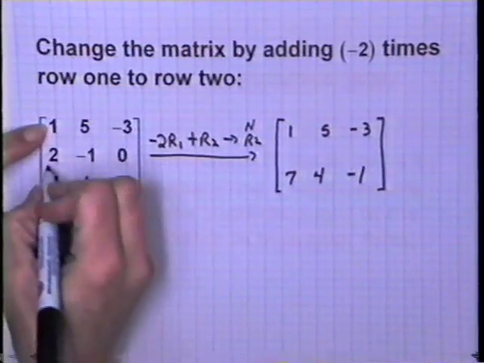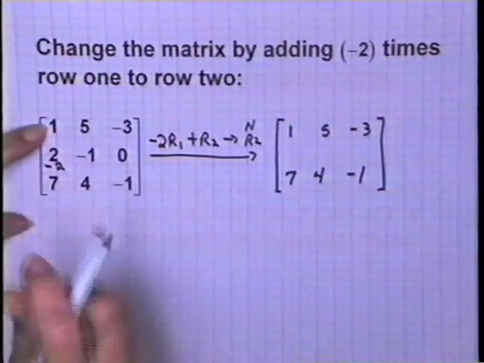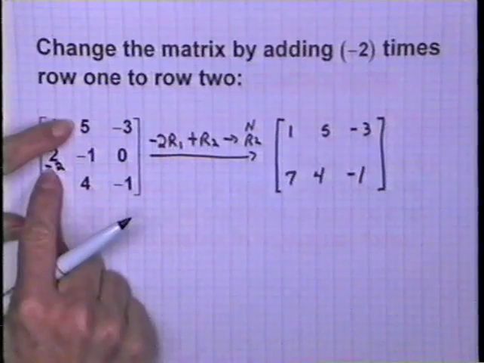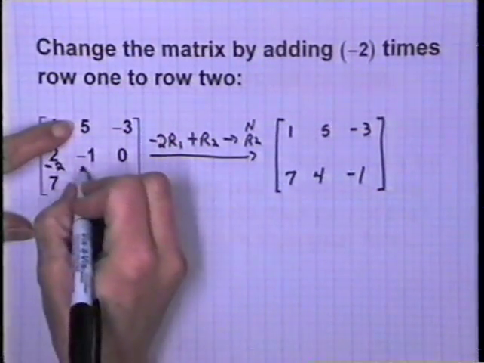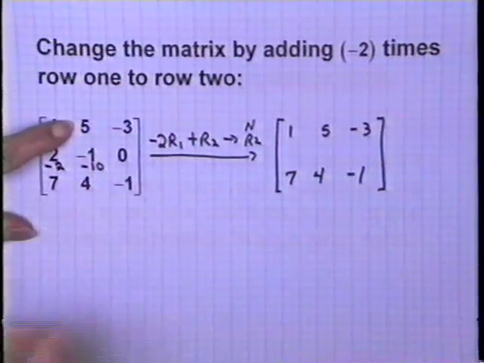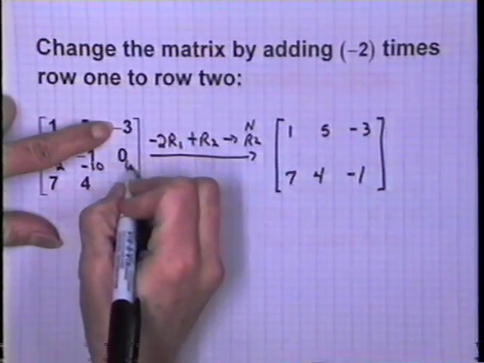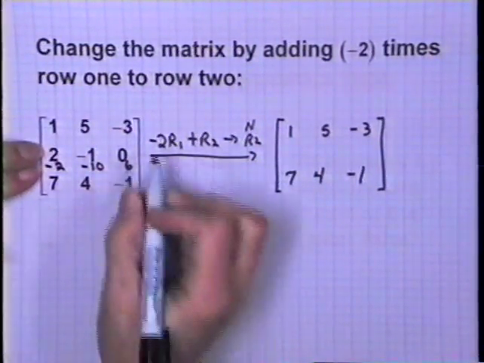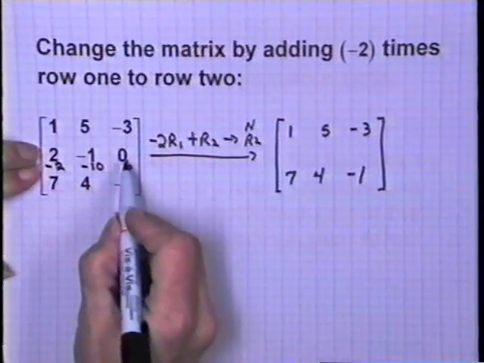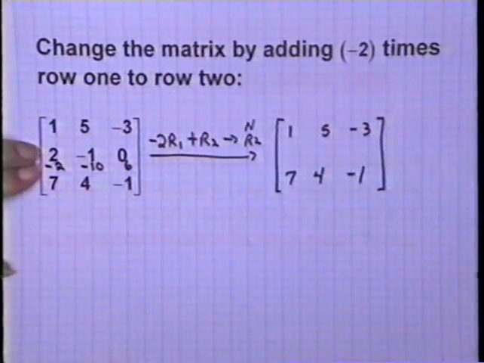Negative 2 times 1 is a negative 2. I'm just going to write that underneath that 2 right there. Negative 2 times 5 is negative 10. Negative 2 times negative 3 is a positive 6. Now I wrote those right by these numbers in row 2 because I'm going to add those to those numbers.